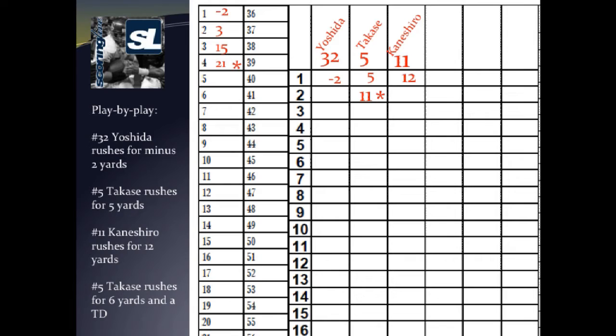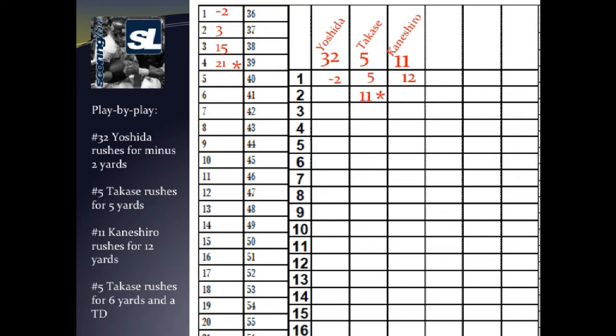Fourth play. That stud, Takase, rushes for 6 yards and a touchdown. So, 6 yards for Takase. We're going to add 6 yards to his current total of 1 rush for 5. That'll give him 2 rushes for 11 yards. I usually put a star there to indicate a touchdown. Now he gains 6 yards here, so I'm going to add 6 yards there, so right now, as a team, they have 4 rushes for 21 yards.